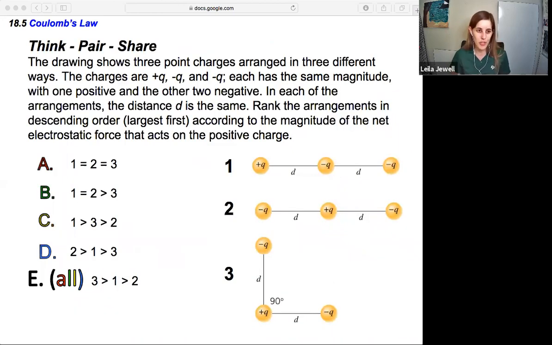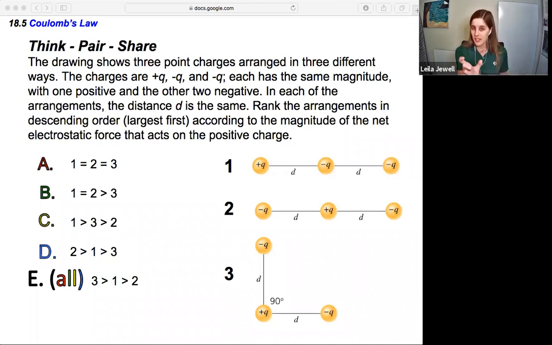So the drawing shows 3 point charges arranged in 3 different ways. The charges are plus q and minus q. Each has the same magnitude, with one positive and the other 2 negative. In each of the arrangements, the distance d is the same. Rank the arrangements in descending order, the largest first, according to the magnitude of the net electrostatic force that acts on the positive charge. And one aside, electrostatic force, I've just been shortening to electric force.